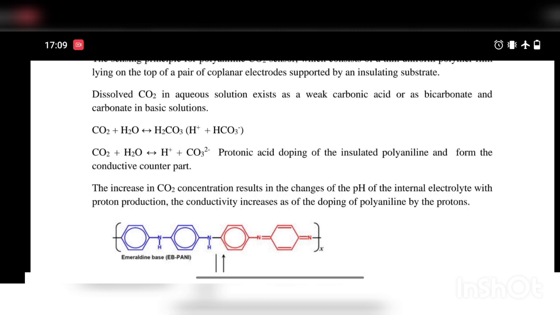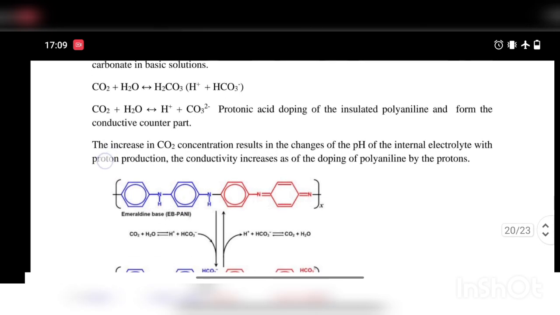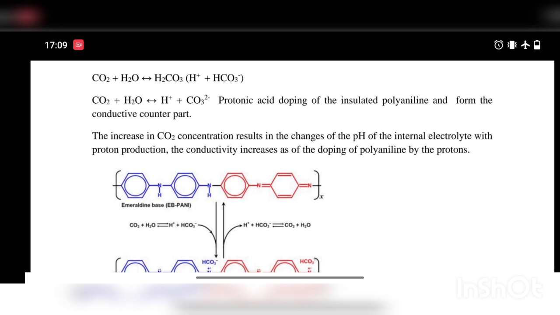So what happens? The H+ and CO3 2-, or rather, not H+ plus HCO3 2-, HCO3-. Here, see, first the emeraldine base, EB polyaniline, exists like this, the first figure. Here the left part is conducting in nature, and on the right there is a missing double bond.